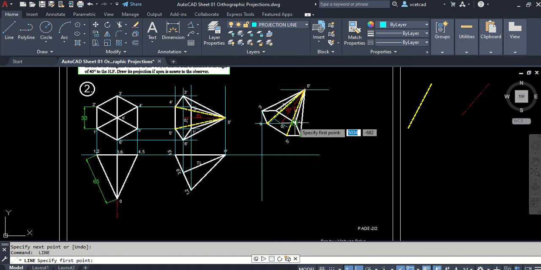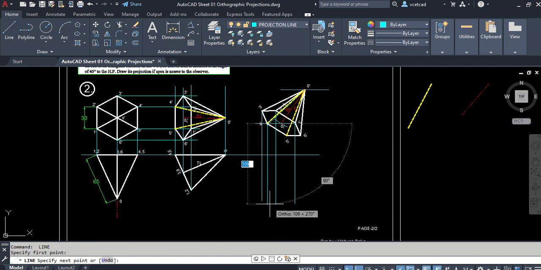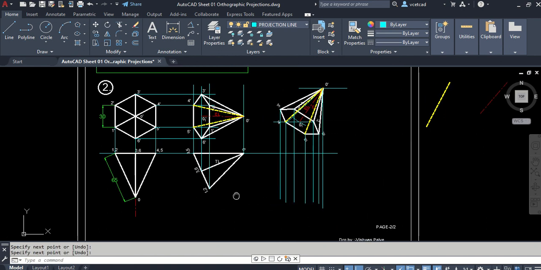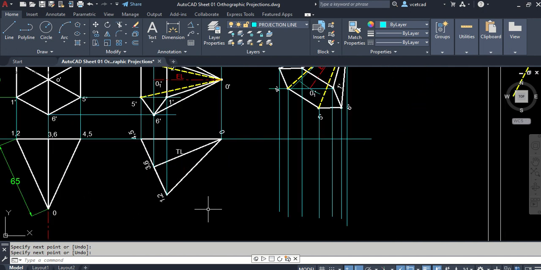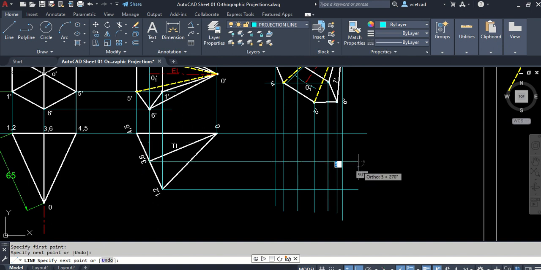You take the projections of point 1. I'll go one by one. Projection of point 2. Projection of point 3 is already drawn. Projection of point 4, point 5, 6, and point O. Okay, then we have to take a projection of point, horizontal projection of 1 and 2, point 3 and 6, and point 4, 5 and O is already there.